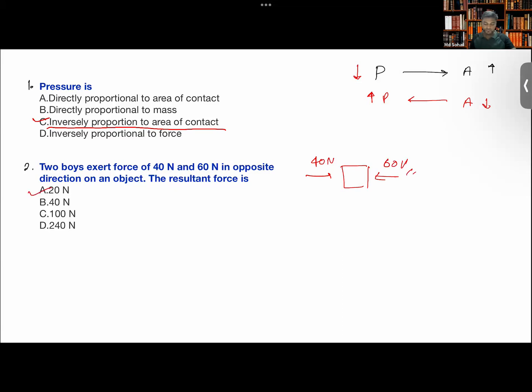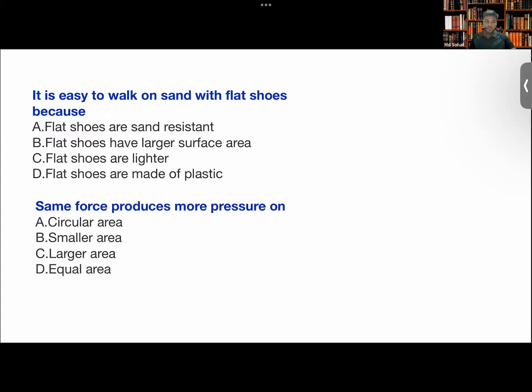Good. Okay. Now, it is easy to walk on sand with flat shoes. Why is it so? Because the area of the sole of the flat shoes is more. The flat shoes have a larger surface area. Exactly. And the surface area of the sole is more, that is more surface area, less pressure exerted on the sand.